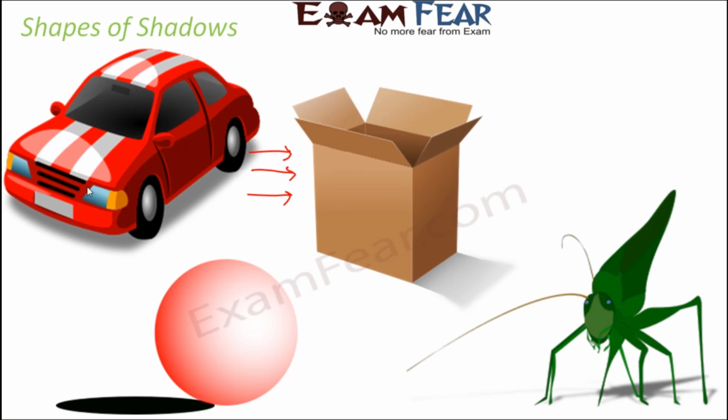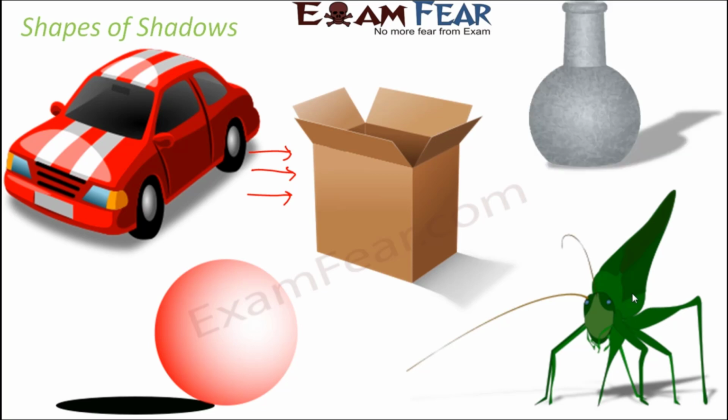Look at this grasshopper. When you look at its shadow, you see it is very much different from the real picture of the grasshopper. So shadow will only be that area where light is not able to reach. Think of this flower vase. You can get many different shapes of shadows of this same flower vase just by changing the direction of light falling on the vase.